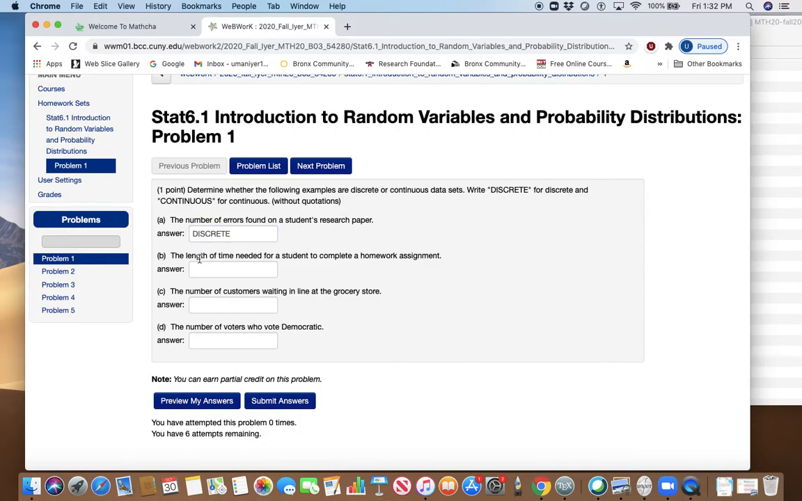The length of time needed for a student to complete a homework assignment. Do we say how many time or how much time? We say how much time. So that's continuous.